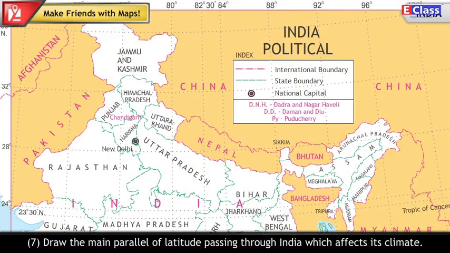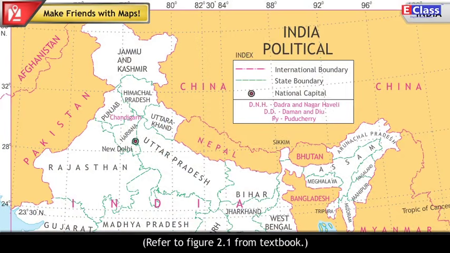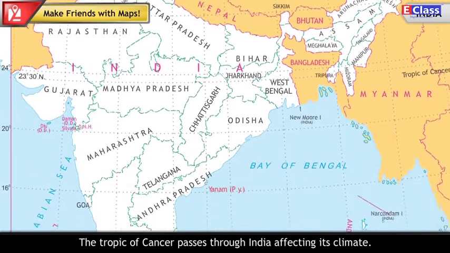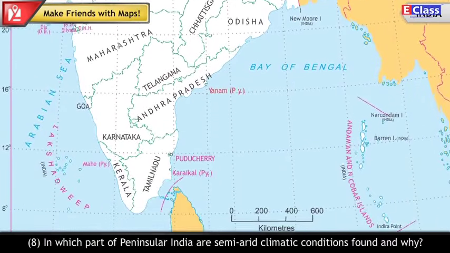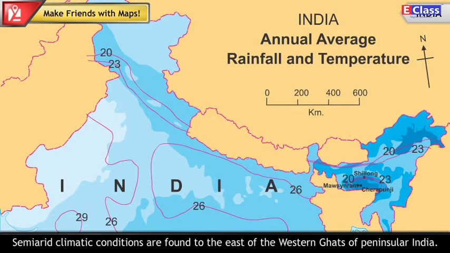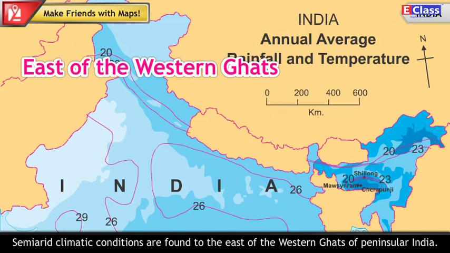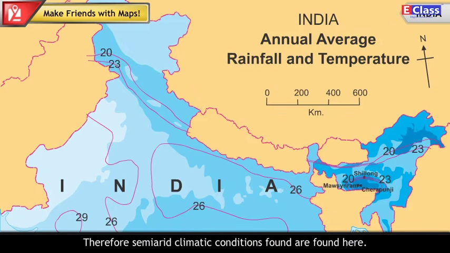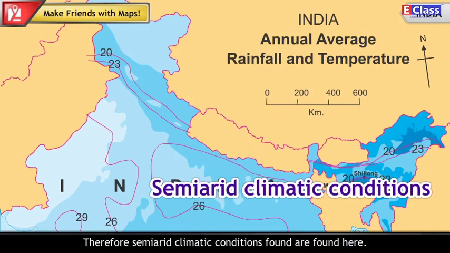Draw the main parallel of latitude passing through India which affects its climate. Refer to figure. Answer: the Tropic of Cancer passes through India affecting its climate. In which part of peninsular India are semi-arid climatic conditions found and why? Answer: semi-arid climatic conditions are found to the east of the Western Ghats of peninsular India. This region is a rain shadow region. Therefore, semi-arid climatic conditions are found here.